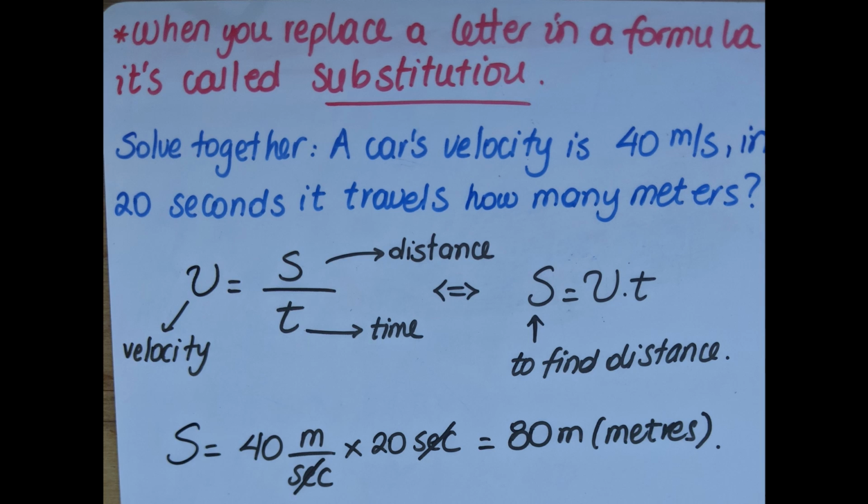Moving on, velocity equals distance divided by time. You need to find the distance. You're going to rearrange that formula, making distance the subject of the formula. Distance then is velocity times time. You're going to substitute in the actual numbers, 40 meters per second times 20 seconds. That gives you 800 meters and not 80.